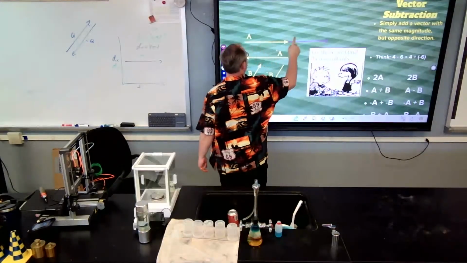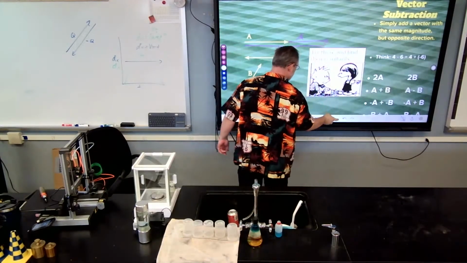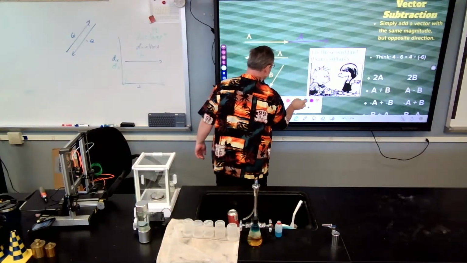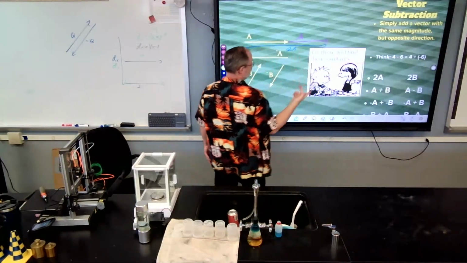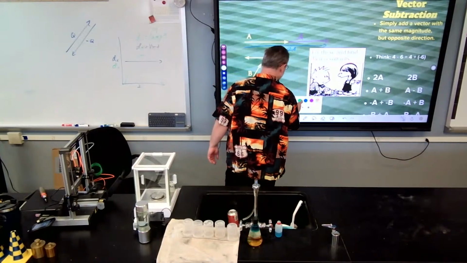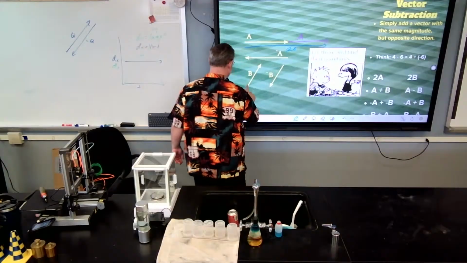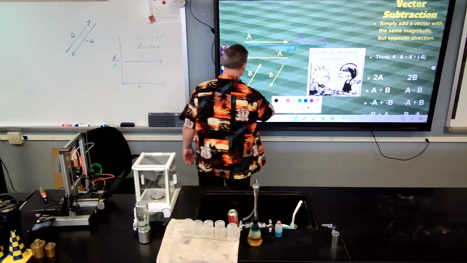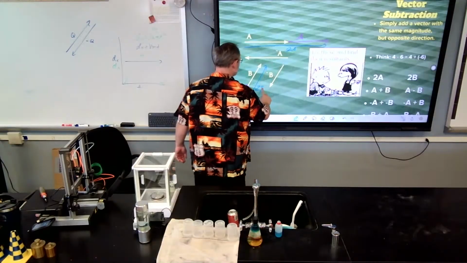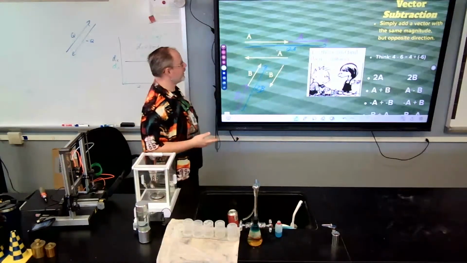that's another A. So this is 2A. And then if that's B, there's another B. So this one would be 2B. Comfortable with this? All right.